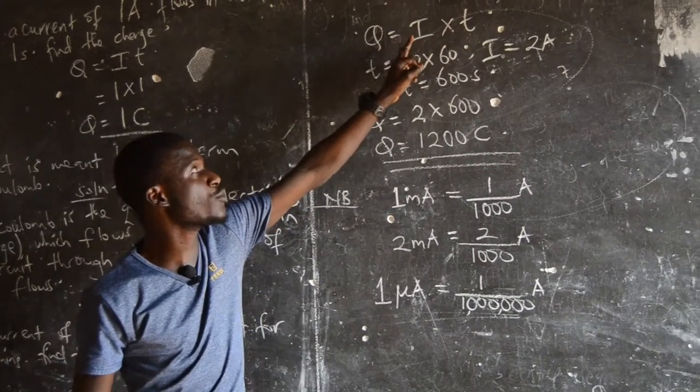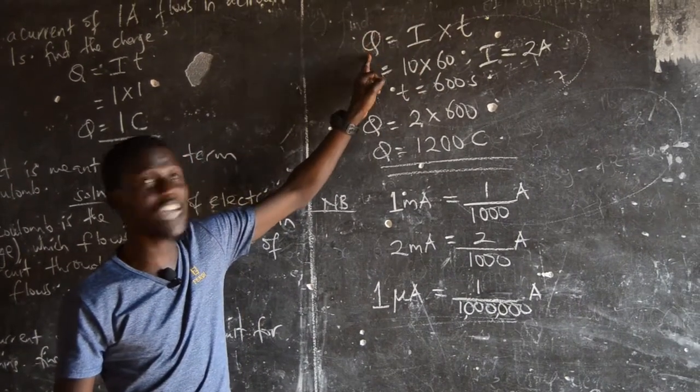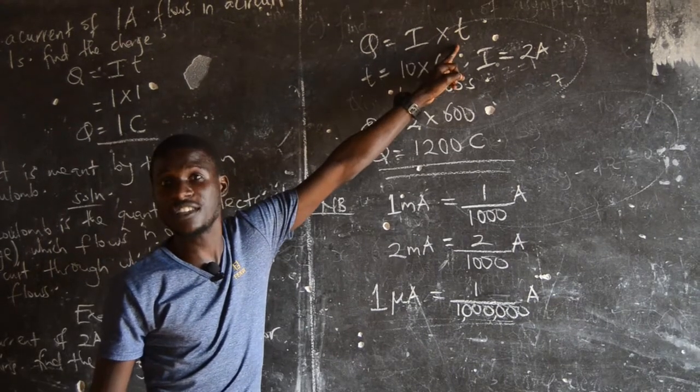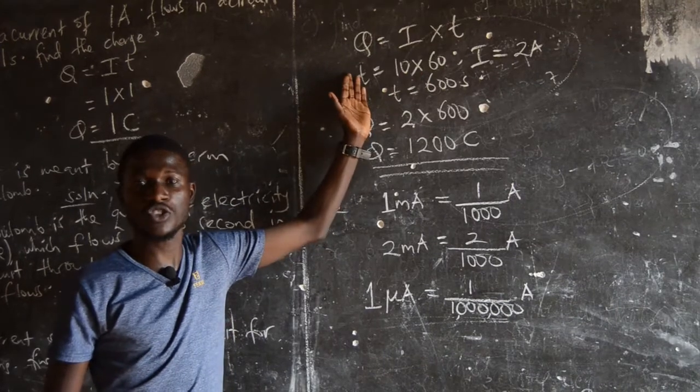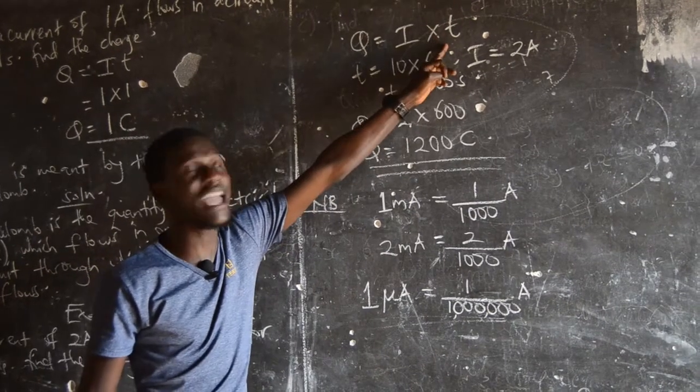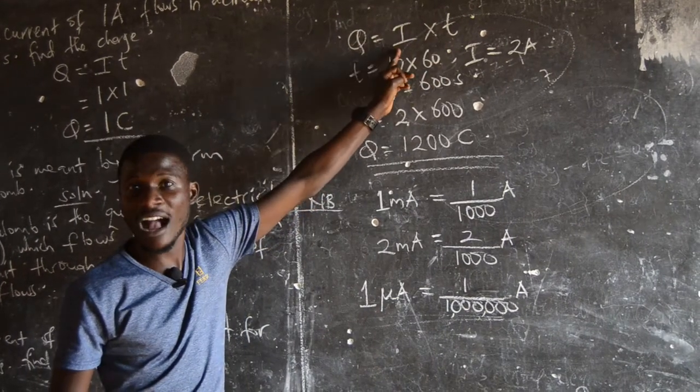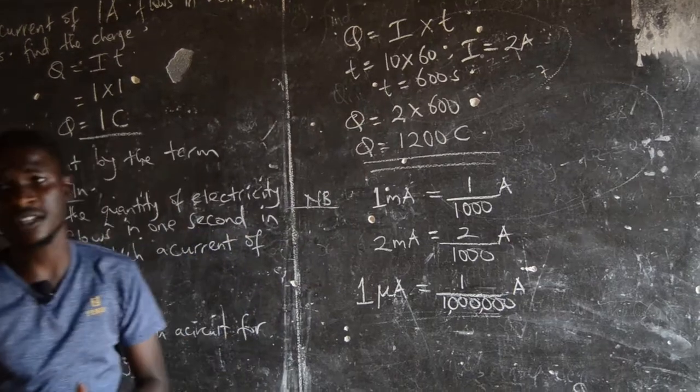So they can ask you to find the current when they have given you the charge and the time for which the charge flows. You just adjust this equation and make the substitutions. Okay? They can ask you to find the time when you are given the charge and the current. Hope that is very simple.